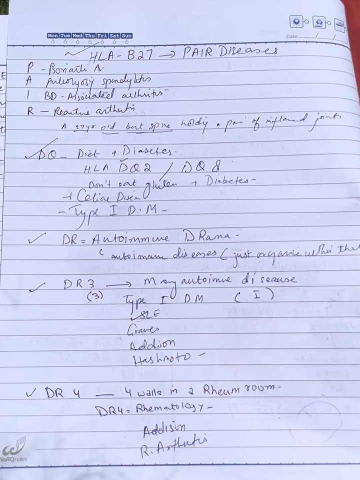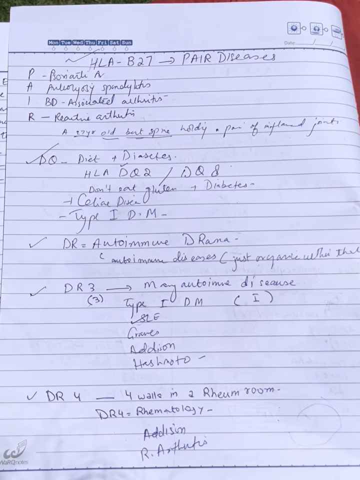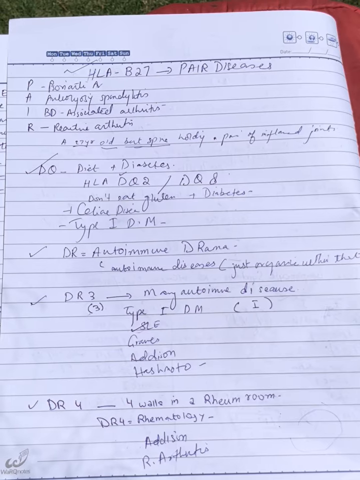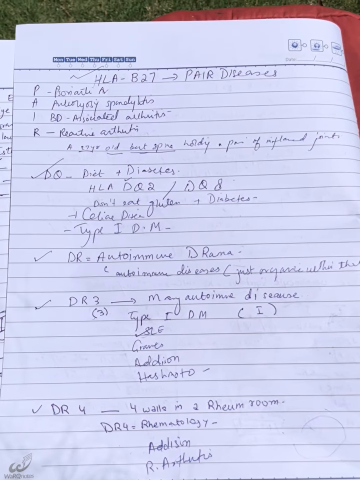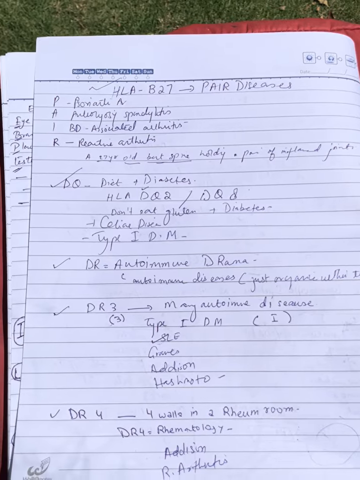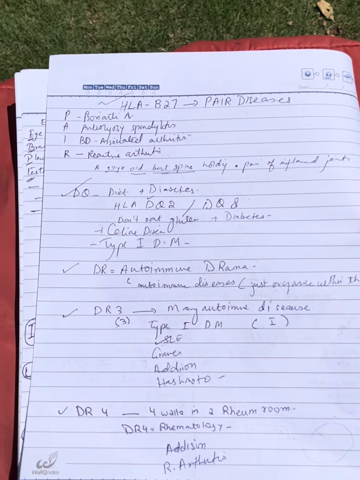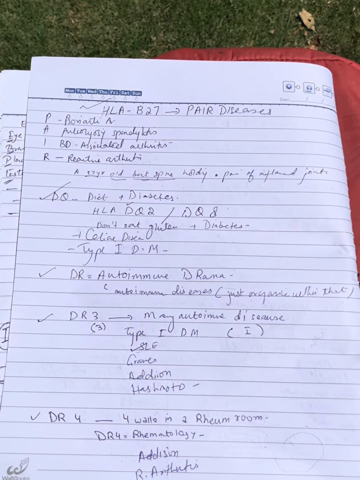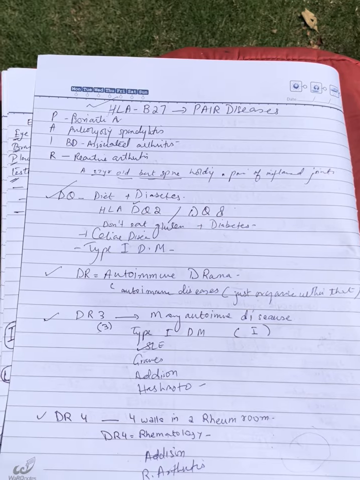Then there is DR, that is autoimmune DR. So in all these autoimmune diseases, the DR is increased. There is DR3 and then DR4. DR3 is the one that is present in many autoimmune diseases, for instance type 1 diabetes, SLE, Graves, Addison and Hashimoto. So these are the autoimmune diseases.